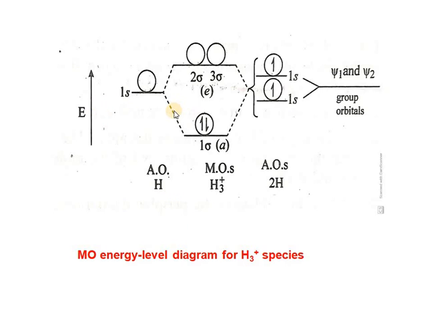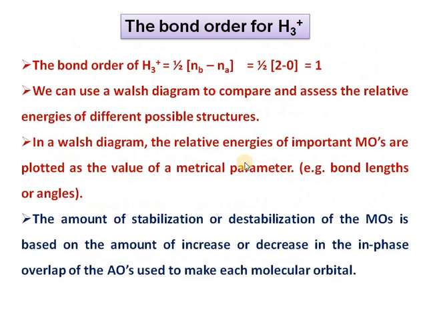From these molecular energy level diagrams, we can calculate the bond order for the H3 plus ion, which is found to be 1, because it contains 2 electrons in the bonding molecular orbital, and the antibonding, doubly degenerate molecular orbitals have no electrons, right? Now we can find the bond order for the H3 plus ion by using the formula 1/2 (bonding minus antibonding). So 1/2 (2 minus 0) is equal to 1.